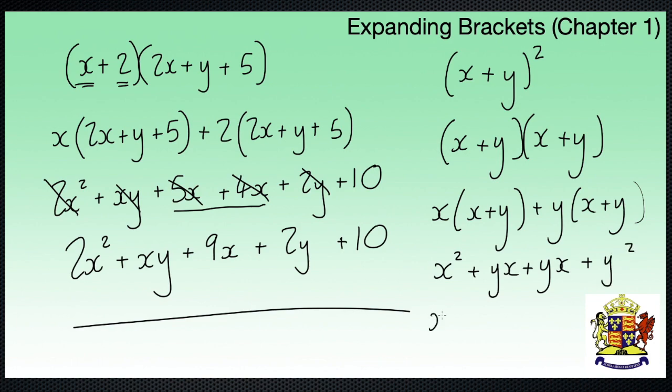Which is x squared plus 2xy, or yx, plus y squared. Okay, well, what happens when I have three terms? What if I have x plus 2, and let's go for 5x minus 1. What do I do here? Well, it's up to you, really.